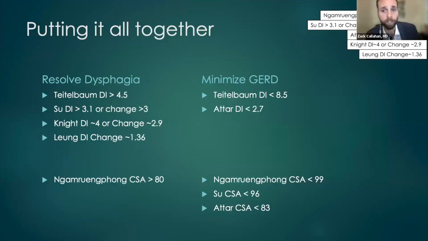So let's put it all together. So this is what we got. To resolve dysphagia, we need a final DI somewhere between 3 and 4.5, and with a change somewhere between 1 and 3. But if the DI is much higher than that, that patient is likely going to suffer from GERD. In terms of CSA, the sweet spot seems to be above 80, but no more than 100.